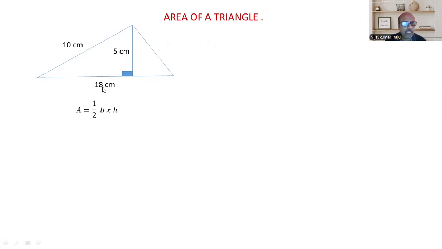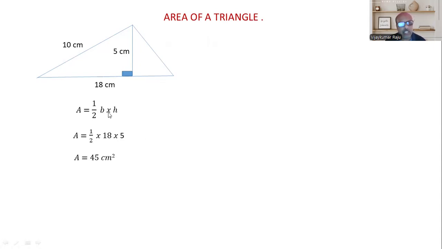So base is 18 and height is 5. Let's put the values here. Half into 18 into 5, 2 into 9 is 18. So 9 5s are 45. It is 45 centimeter square. So this is the area of the triangle.